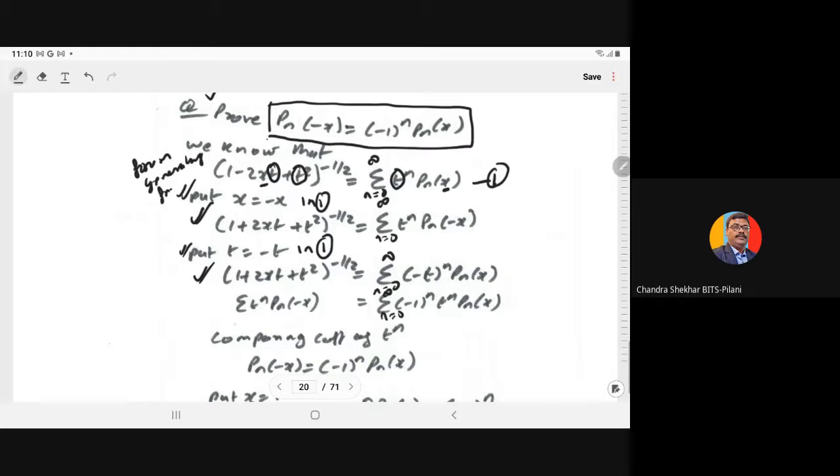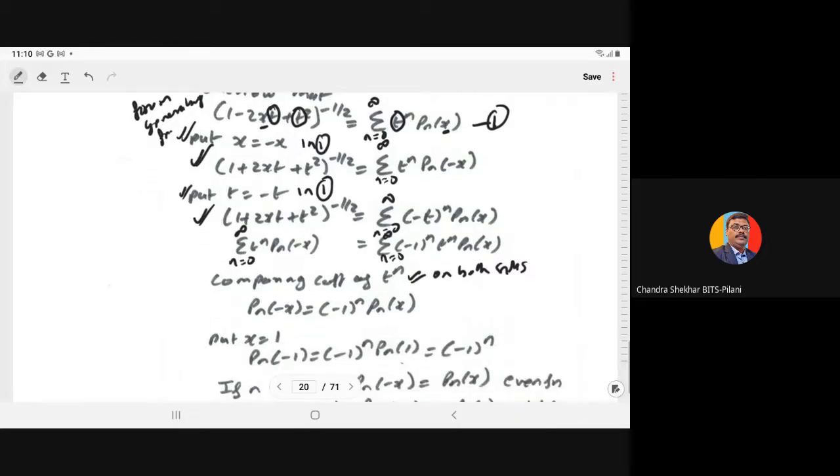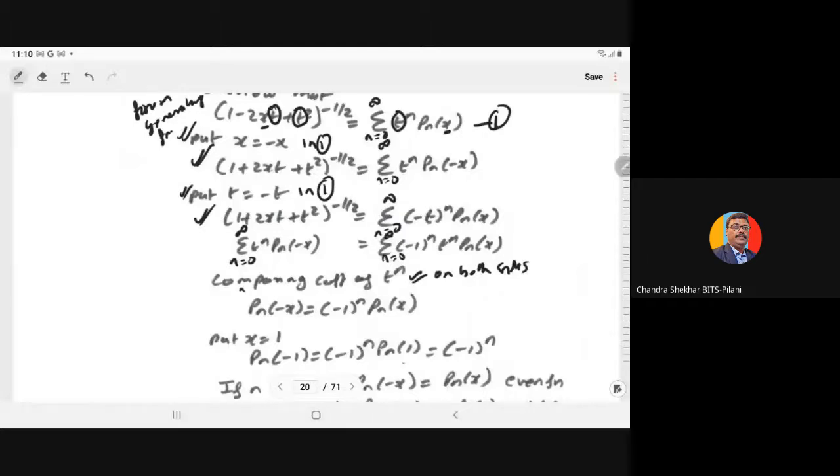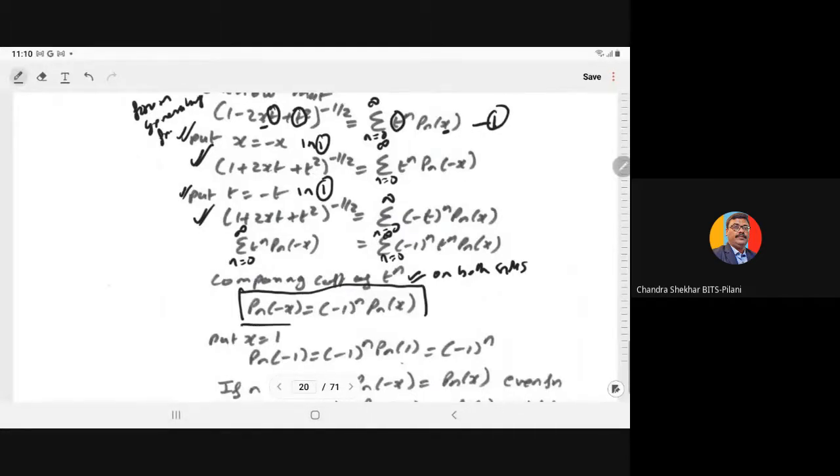So that will give you summation n is equal to 0 to infinity of t to power n Pn of minus x is equal to summation n is equal to 0 to infinity minus 1 to power n t to power n Pn x. So on comparing the coefficient of t to power n on both sides, from the left side we have the coefficient Pn of minus x is equal to minus 1 to power n Pn x, right? So this is a very important formula in the case of the Legendre polynomial.